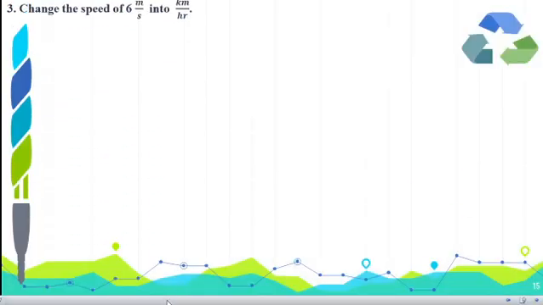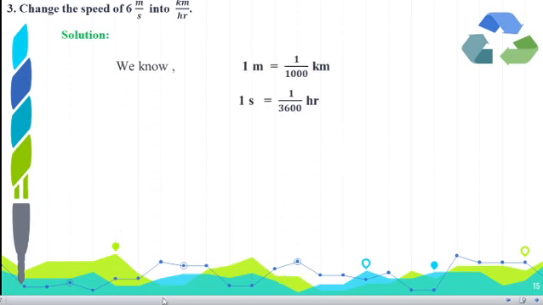Another numerical problem. Change the speed of 6 meter per second into kilometer per hour. They give one value, it may be meter per second, and you change it into kilometer per hour. Already we know that 1 meter is equal to 1 by 1000 kilometer. 1 second is equal to 1 by 3600 hour. This is very important.